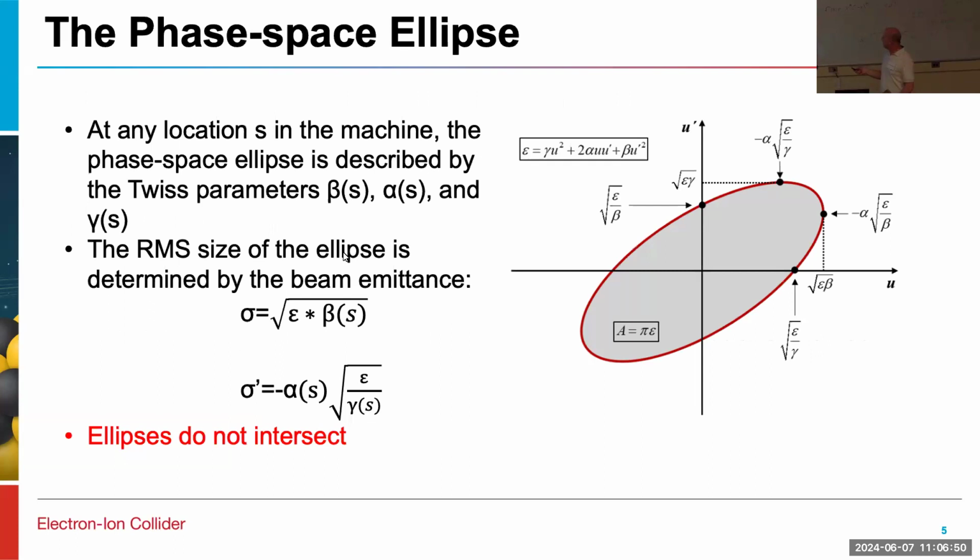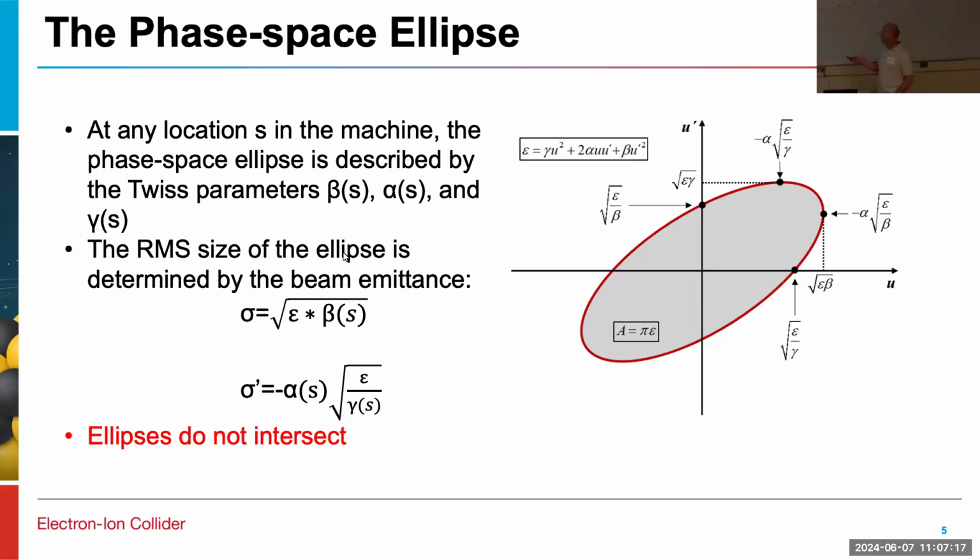So every particle in phase space travels on this phase space ellipse. This ellipse gets transformed through the machine. It doesn't look exactly the same everywhere in the machine. You go through a quadrupole and it gets tilted, for example. But it's always described by its local beta function and alpha, and epsilon is the emittance. That's a property of the beam itself.